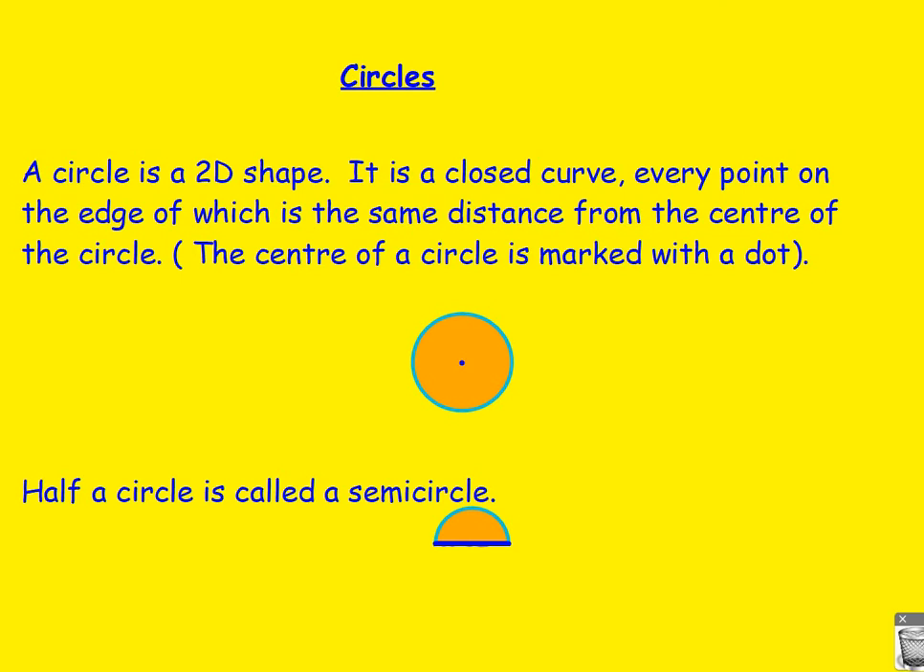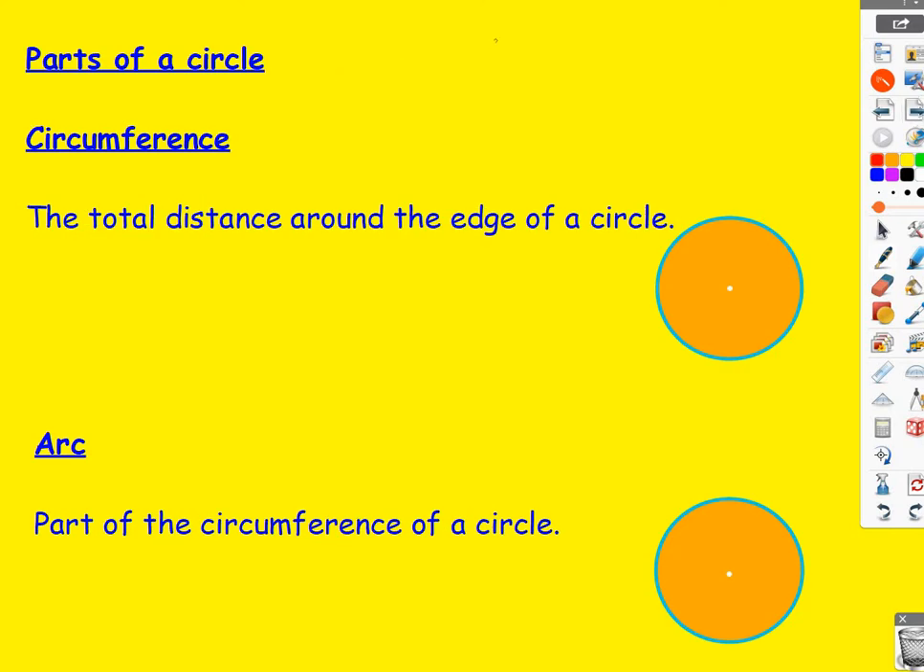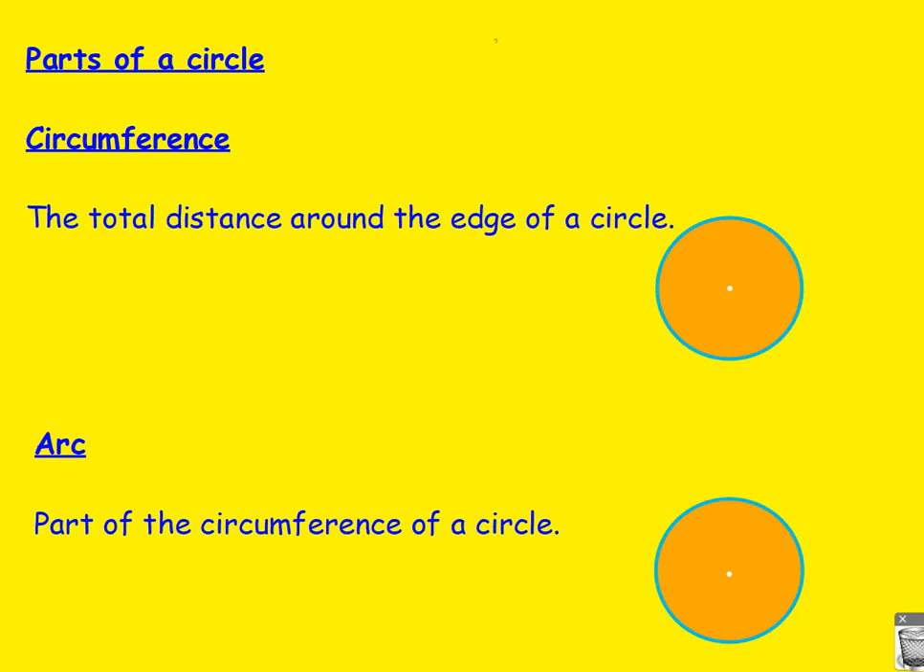There are some parts of the circle, some labels, that you need to be aware of, and we're going to have a look at those now. So the outside of the circle, the part marked in blue on this top diagram here, we refer to as the circumference of the circle. The circumference of the circle is the total distance around the outside. So that blue part there is called the circumference.